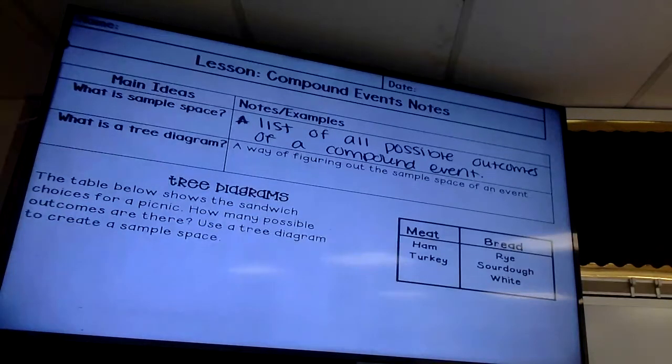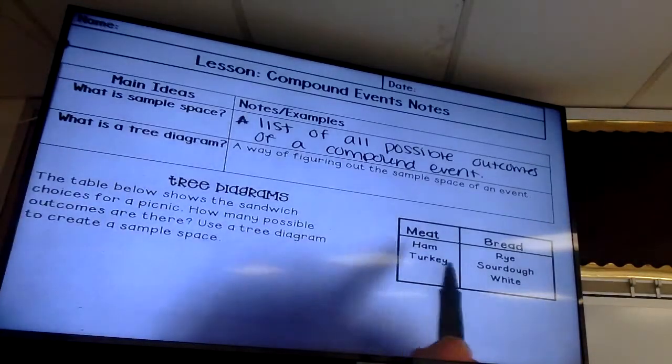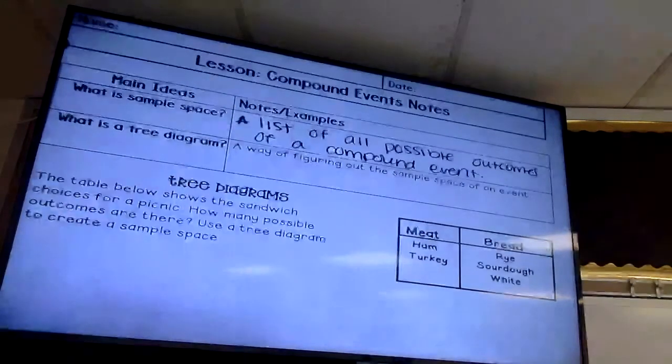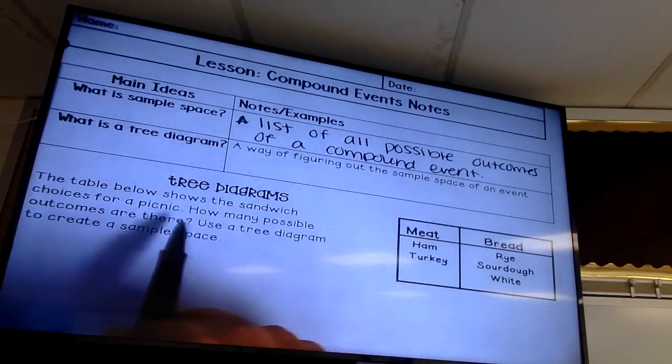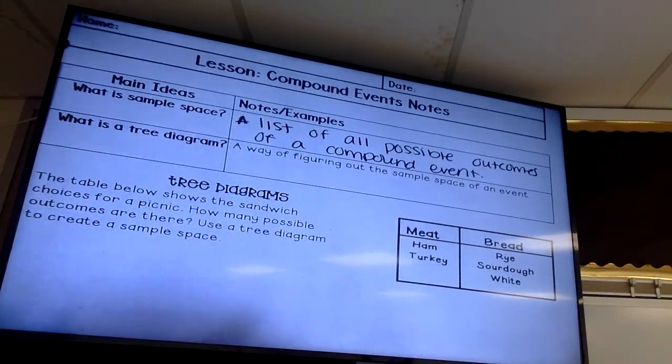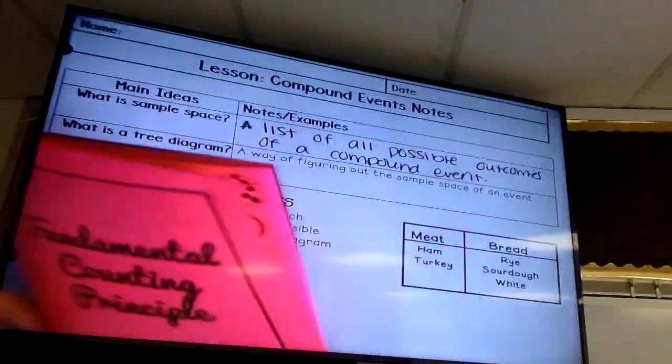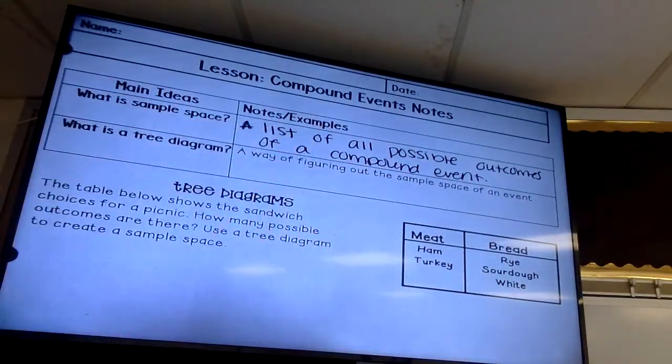So we're going to start with some pretty basic ones on the front side, and we'll do a few that are a little more complicated on the back. So tree diagrams, the table below, or right here, shows the sandwich choices for picnic. How many possible outcomes are there? Use a tree diagram to create a sample space. So we're actually going to answer this first question. How many possible outcomes are there? We can use the fundamental counting principle that we learned about with this folder in order to figure out how many possible outcomes there are.